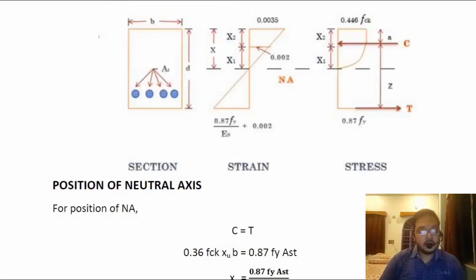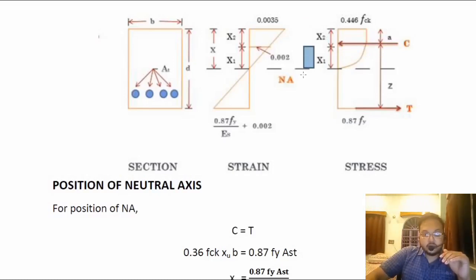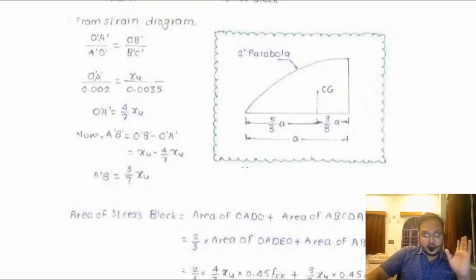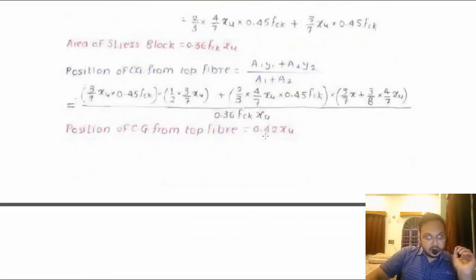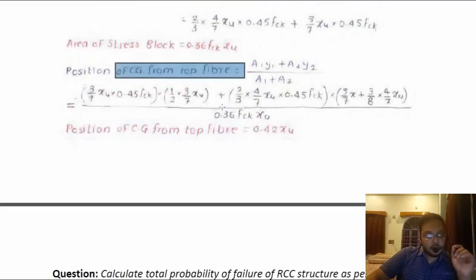So let's come back to our discussion. This total compressive force, suppose compressive load, is acting at a distance of 3/8. So this x2 is equal to 3/8 and x1 you can say is equal to 5/8. Similarly, in our last lecture we derived that the position of the center of gravity from the top fiber is at 0.36 FCK XU.